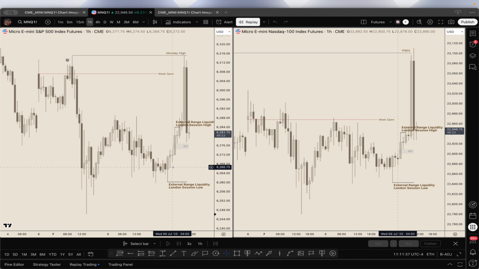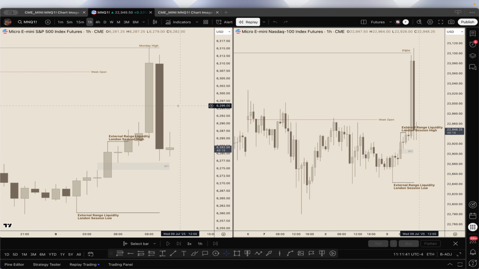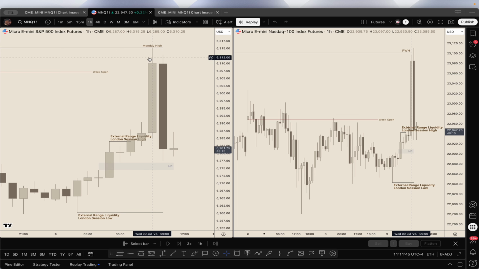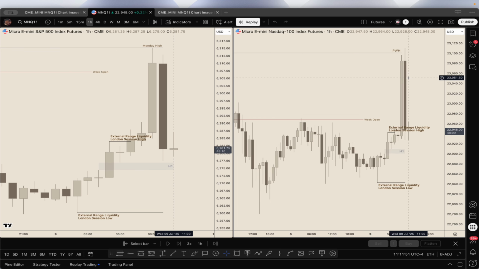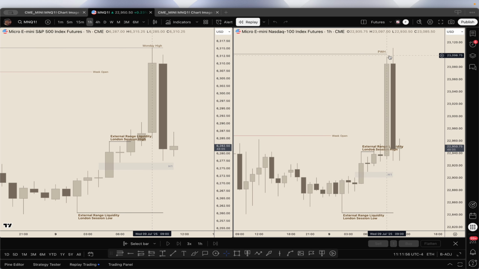Okay, did not want to. Yes, this is what I want to do. So yeah, this is what it looks like here. Instead of actually taking out those equal highs, price reverses on S&P. This is why I focused on Nasdaq, because I wanted to focus on the market that actually reached into the liquidity pool. The liquidity pool was previous week's high for this trade, okay?